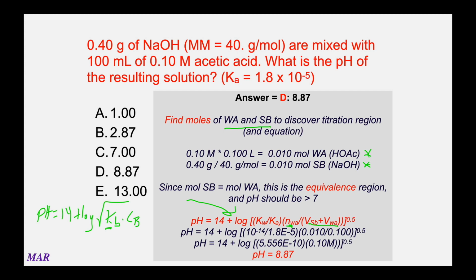But anyway, throw all that in there. 8.87 is your pH. It's basic, which is good. It should be basic because at equivalence, the weak base of this acetic acid should dominate.